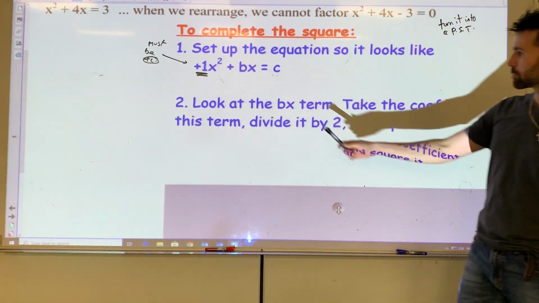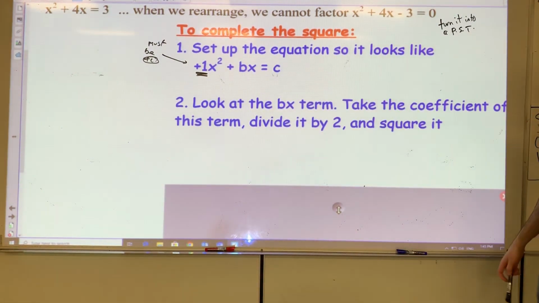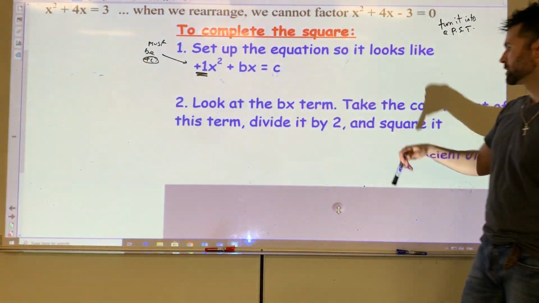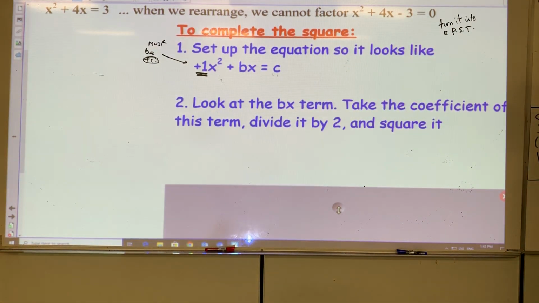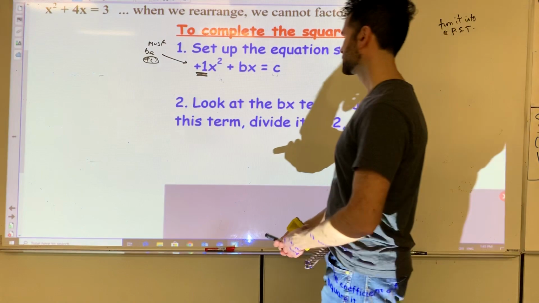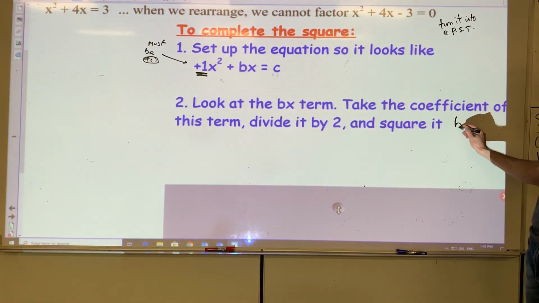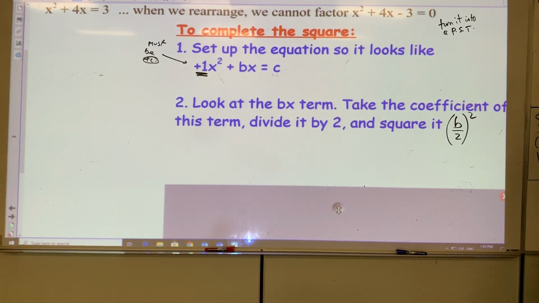So we're going to look at the bx term right here. Okay, now you know that in the perfect square trinomial, this term is 2ab. So what we're going to do is take that coefficient, divide it by 2 and square it. So basically you're going to go b divided by 2 and you're going to square it. That's your second step. Now that's going to be what I call our magic number.